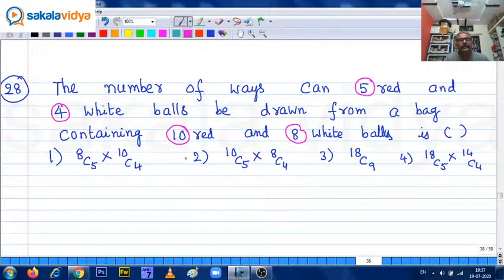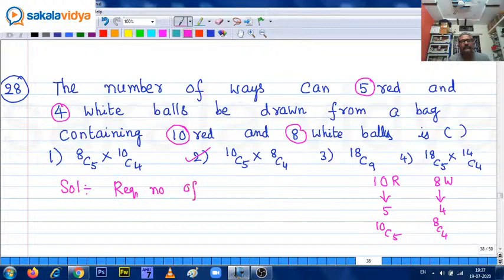So write down here, 10 red balls we have, 8 white balls. Now we need to select 5 red. Here how many white? 4 white. So this can be done 10C5 and 8C4. So the required number of ways equals 10C5 times 8C4. But check the options, the direct option is already there. You need not simplify. So obviously option 2 is the right option.